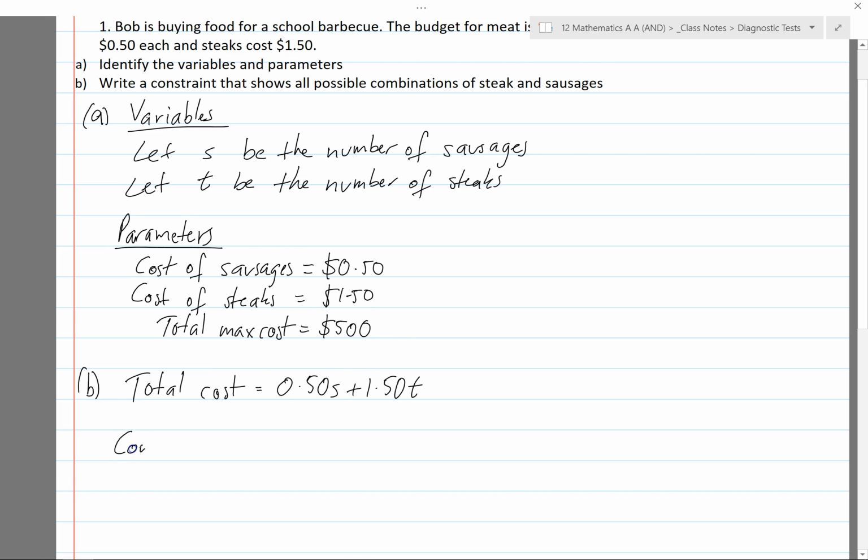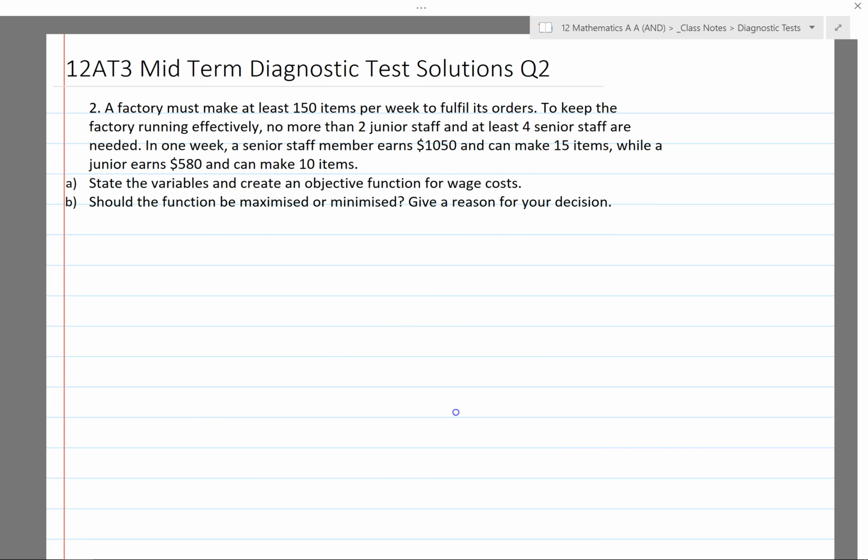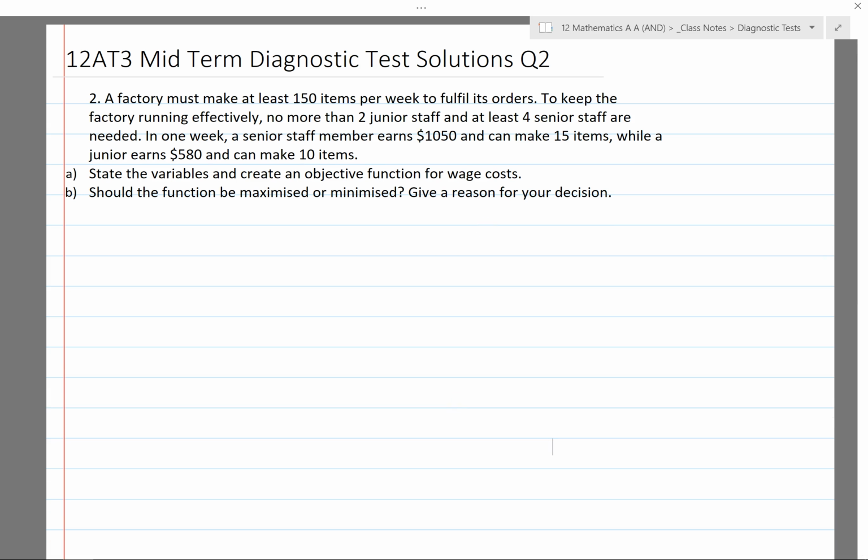Okay, I also know that the total max cost is 500. So my constraint will be 0.5 S plus 1.5 T. So that's my total cost. Needs to be less than or equal to 500. And I could graph that if I wanted to. That's all question 1's asking for. So you need to carefully read the question and make sure you're just doing what the question asks you to do. Question 2 is another example where some people would have done a lot more work than they were required to.